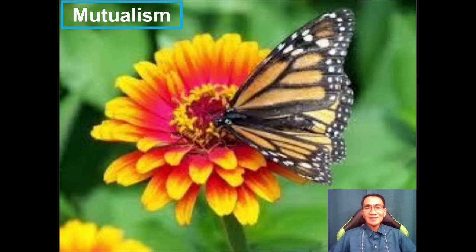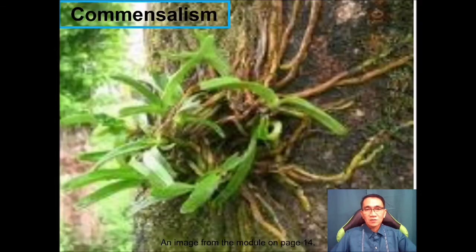The butterfly sucks the nectar of the flower. In this, the butterfly serves as an agent of pollination, and in effect, the butterfly helps the flower to reproduce sexually. Both the butterfly and the flower benefit from each other. The relationship where two organisms benefit from each other is known as mutualism.